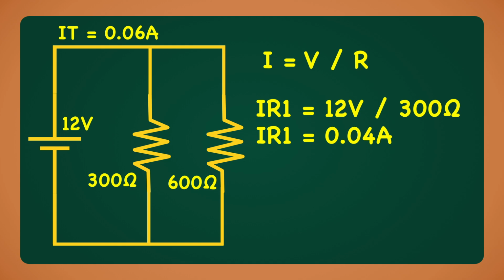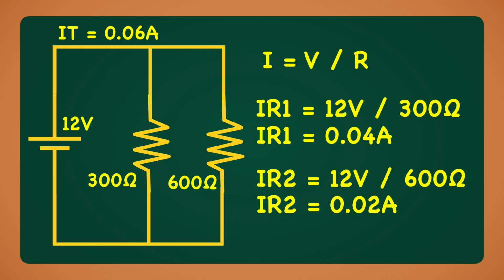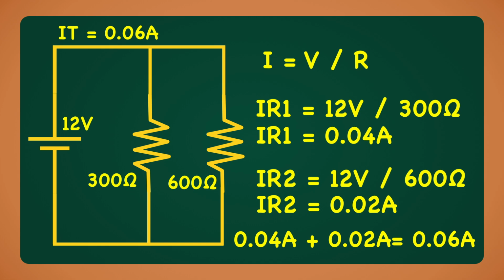Now let's calculate the current through R2. The current through R2 is 12 volts divided by the resistance of R2, 600 ohms. The current through R2 is 0.02 amps or 20 milliamps. As you can see, the sum of the current through R1 plus the current through R2 equals 0.06 amps, which is the total current of the circuit. Again, resistors in parallel act as a current divider.